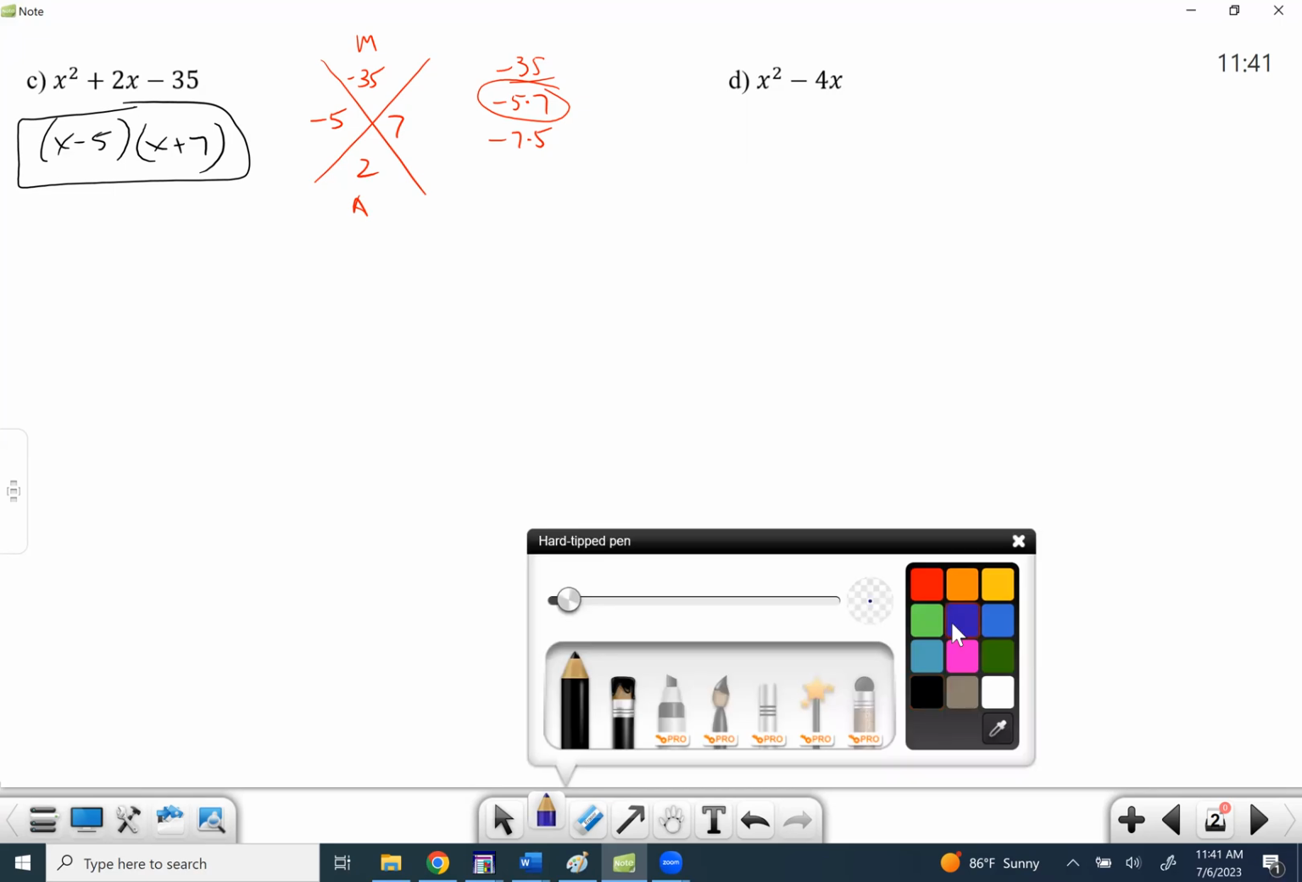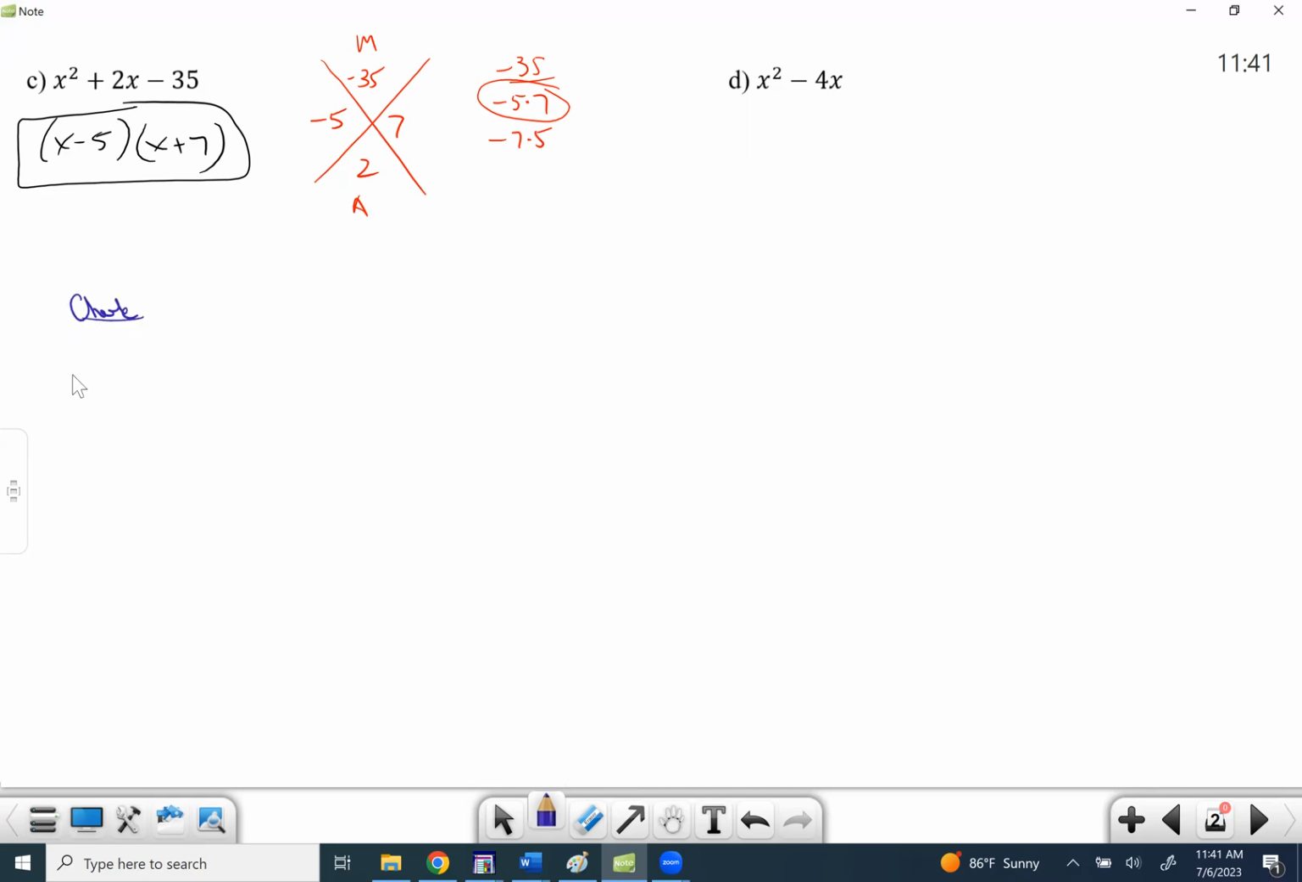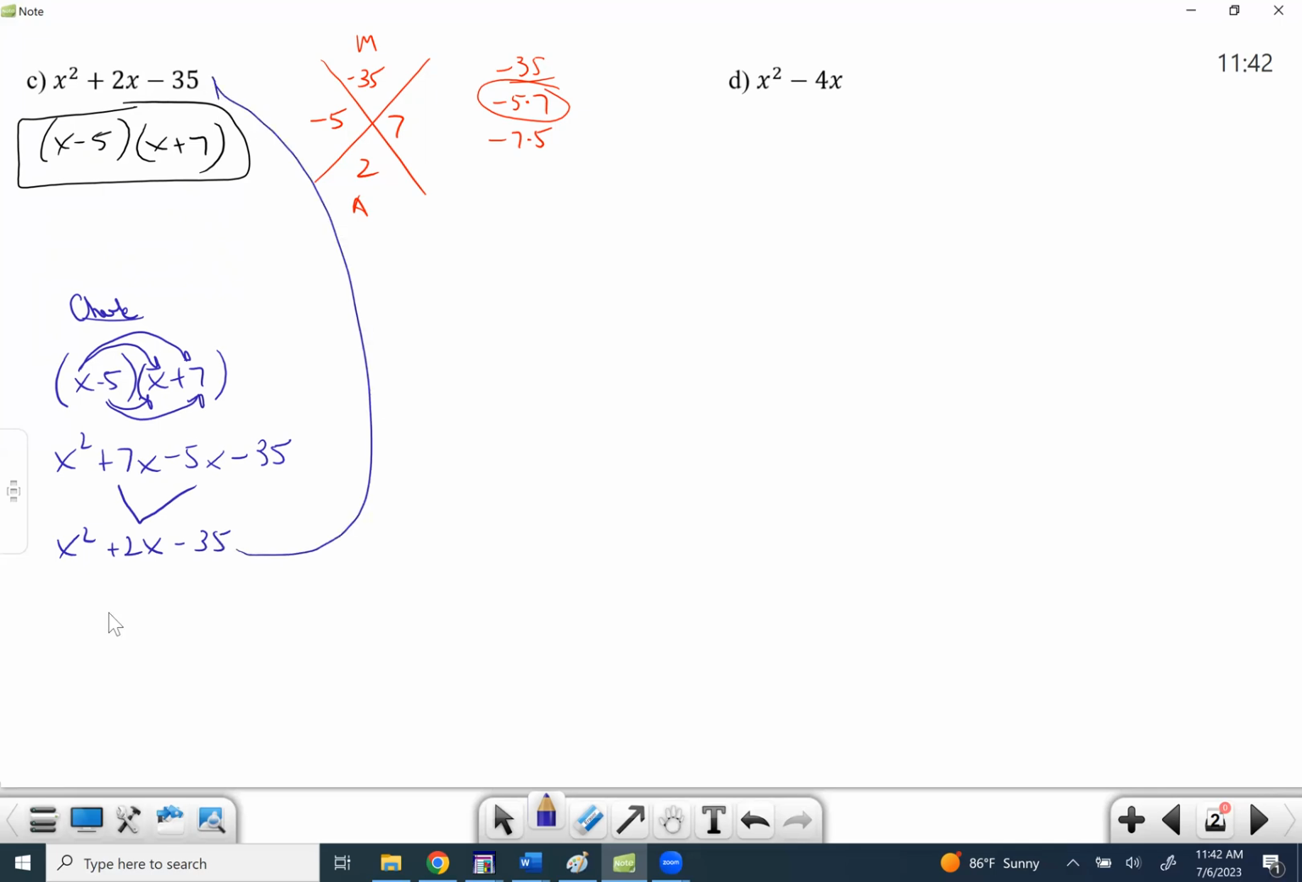All right, so let's go in here and check. So we're going to multiply x minus 5 times x plus 7. All right, let's see if we got it. X times x, x squared. X times 7, 7x. Negative 5 times x is negative 5x. A negative times a positive is a negative. Negative 5 times 7 is negative 35. So if we combine these together, we indeed do get a plus 2x. So this does match the original. Check.